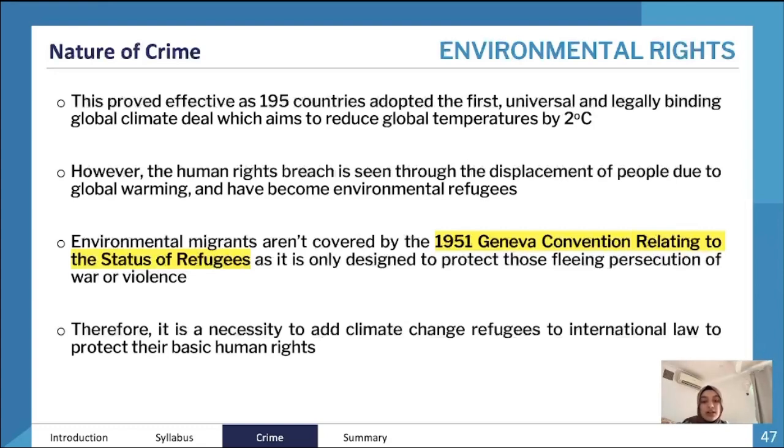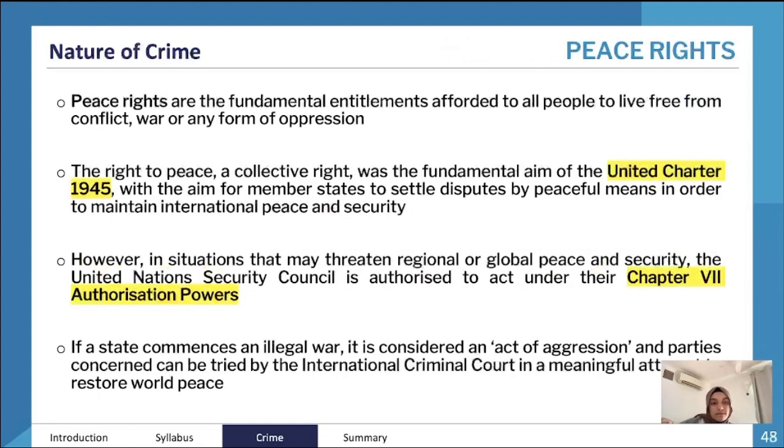Environmental migrants aren't covered by the Geneva Convention, as it is only designed to protect those fleeing persecution from war or violence. So environmental refugees or migrants are not covered under that, which can again be an area that you can argue is ineffective in the system. Therefore, it is a necessity to add climate change refugees into international law to protect their basic human rights.